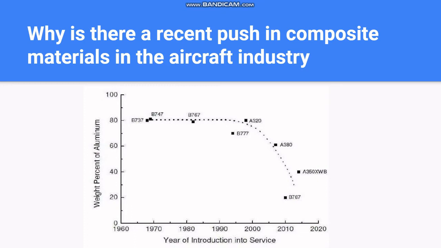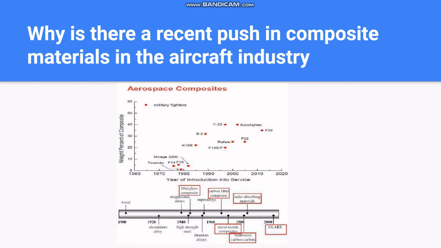So among these years, the materials added were fiberglass composites, carbon fiber composites, metal matrix composites, reinforced carbon-carbon, and radar absorbing materials. And in this decade there's a new material added to aircraft which is called GLARE, which I will be talking about later. And as you can see from the graph on top, the weight percentage of composites increased from the 1960s to the 2020s.